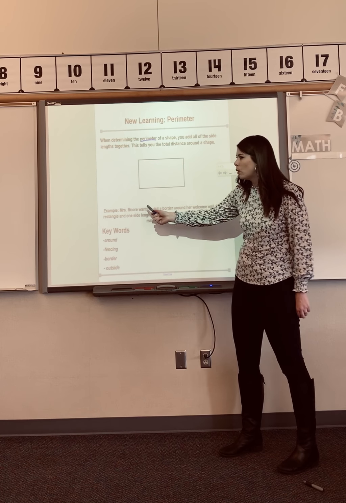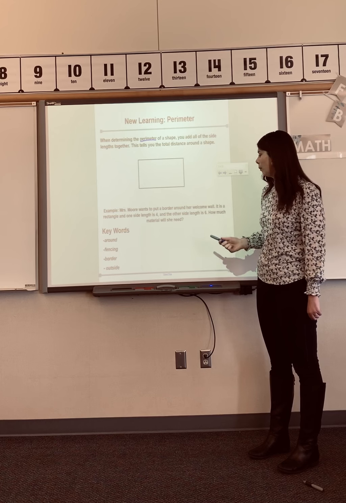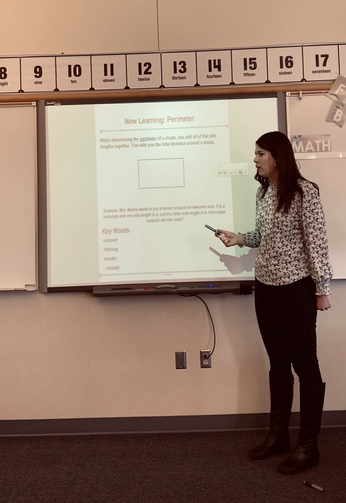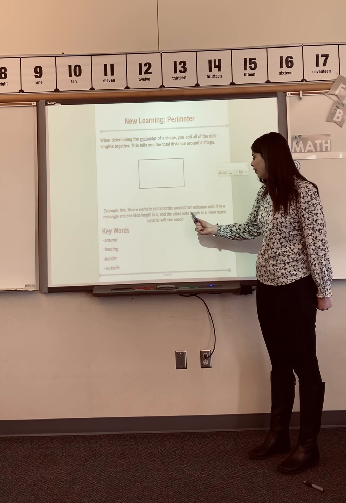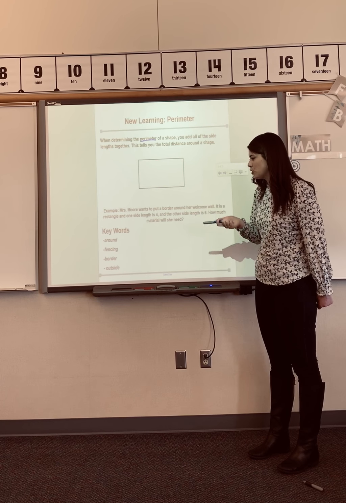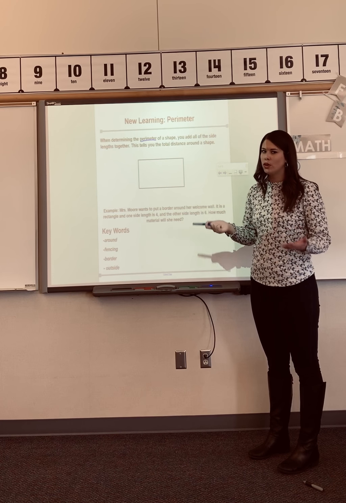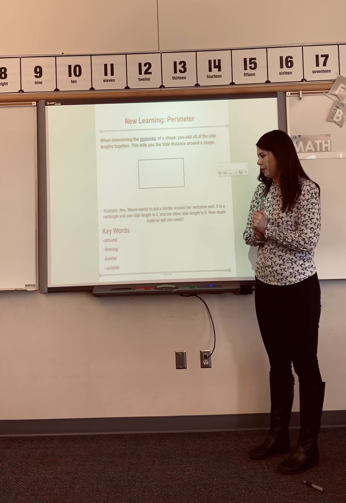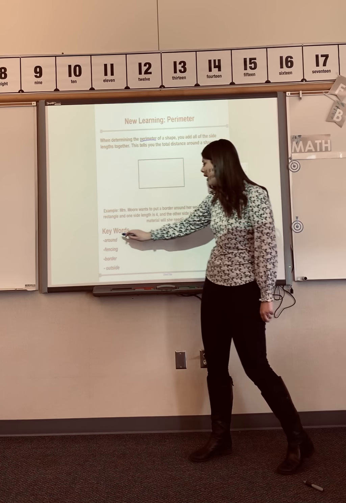So Mrs. Moore wants to put a border around our welcome wall. It is a rectangle and one side length is 4 and the other is 8. How much material will she need? Well, the key word that tells me right away that this is perimeter is it says around.